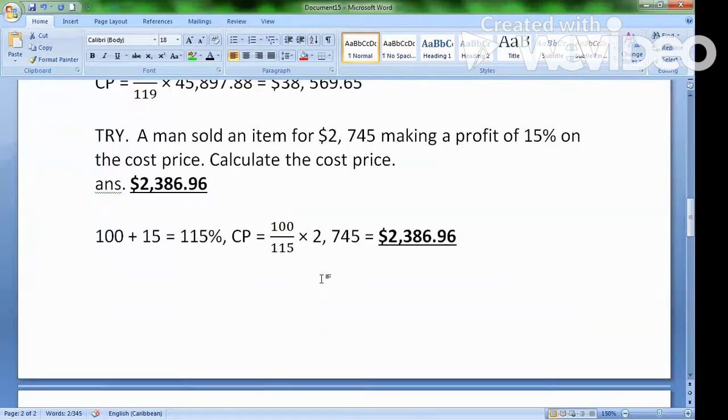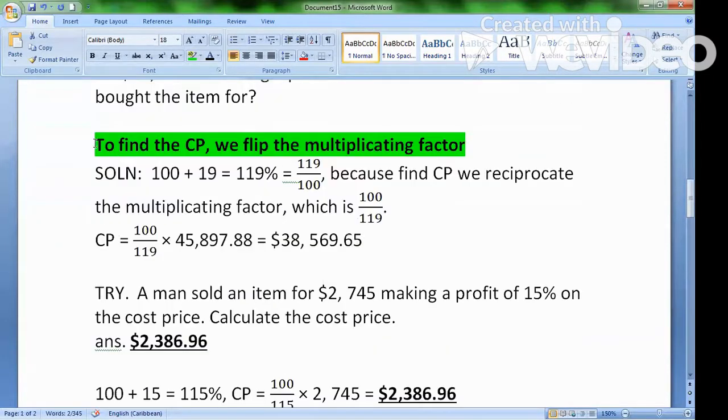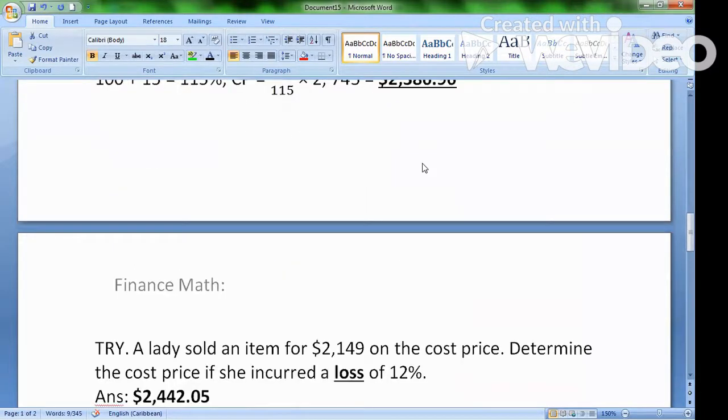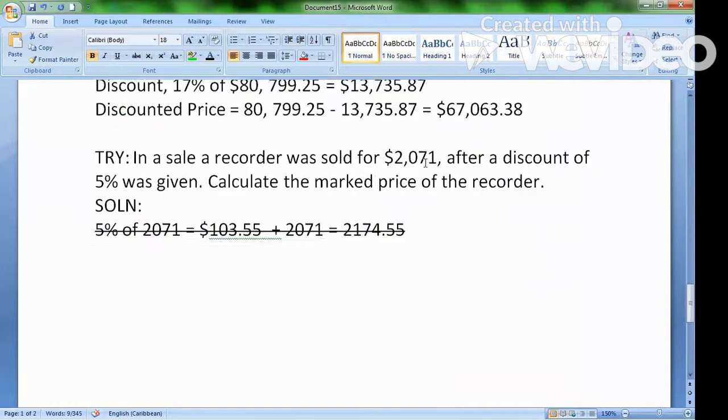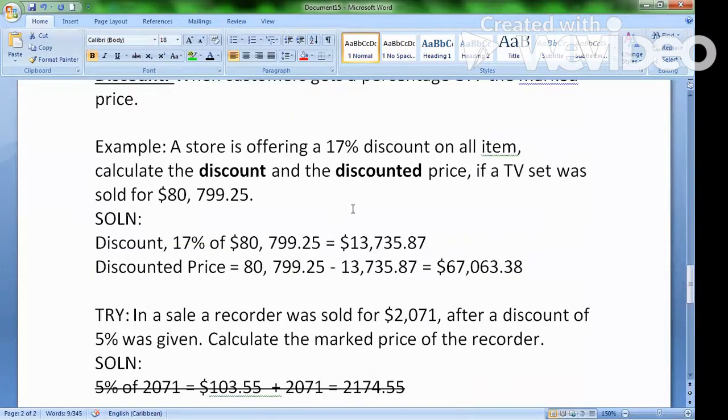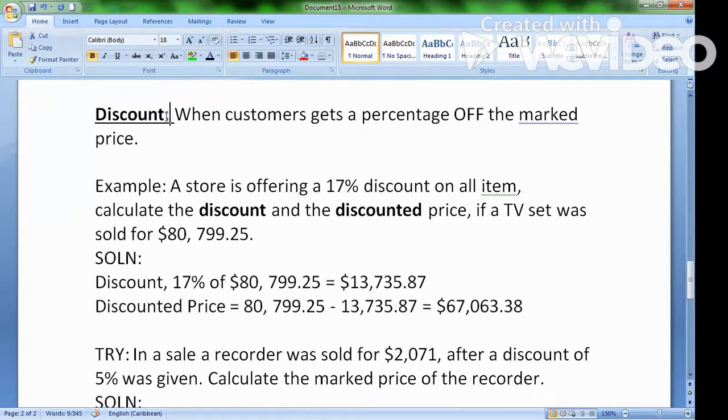Let's scroll back up here. What did I say? To find the cost price, we flip the multiplicating what? Factor. True. All right. Let me ask a question, guys. So it would be discount. Discount will be like a loss. Would you agree with me? Well, it's a loss to the company, but a gain for the consumer. So discount is like a loss, and when we lose, we always what?